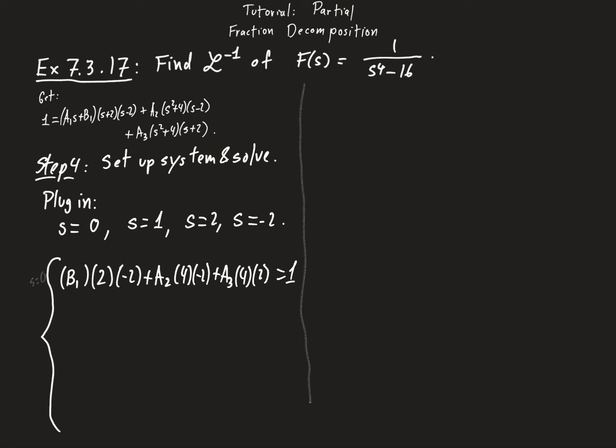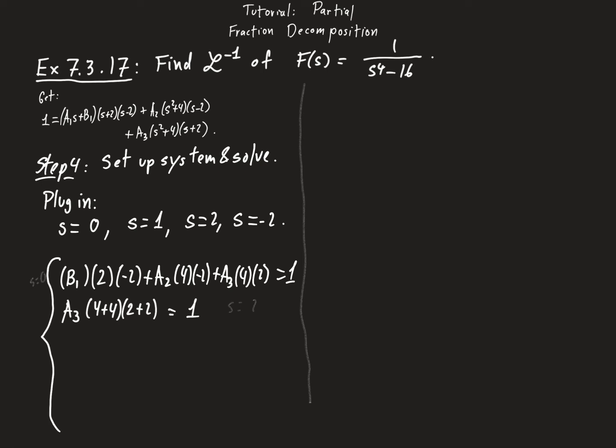We're going to get that whole first term cancels out, that whole second term also cancels out, and we're left with a3 times 4 plus 4 times 2 plus 2 is equal to 1. And again, this is what you get from plugging in s equals 2 here.